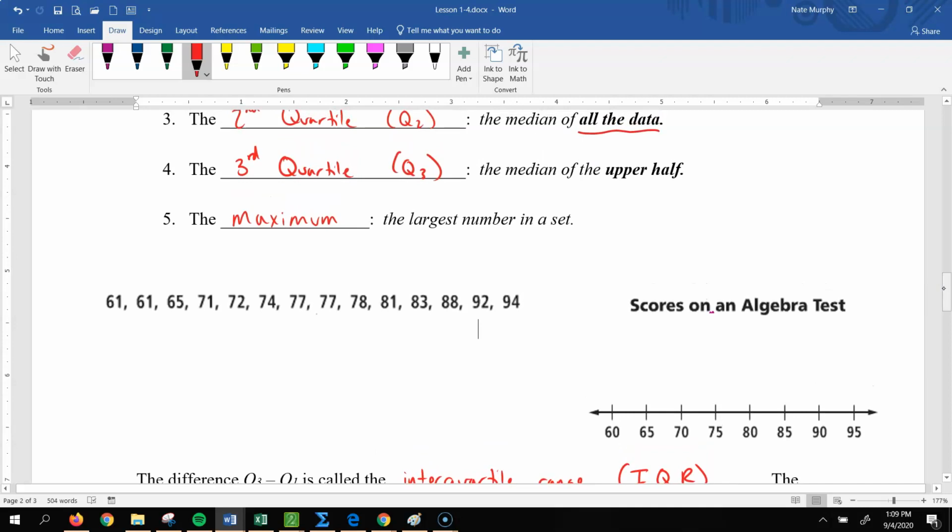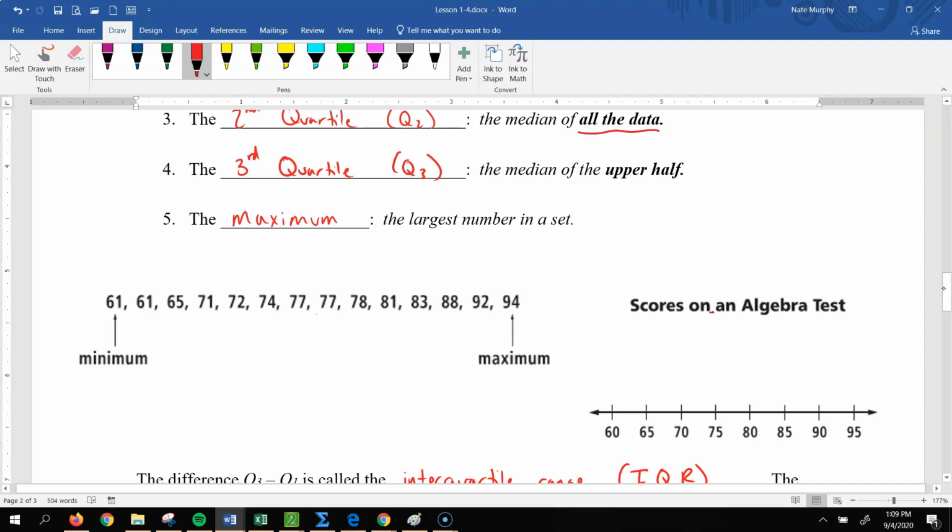Let's say these are scores on an algebra test, and we want to create a box plot. So we're going to need to create the 5-number summary. Let's start with the easiest, and that would be finding the minimum and the maximum values. The minimum value is 61, and the maximum value there is 94.